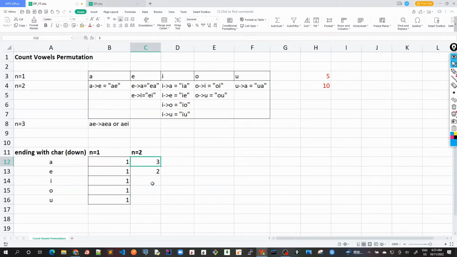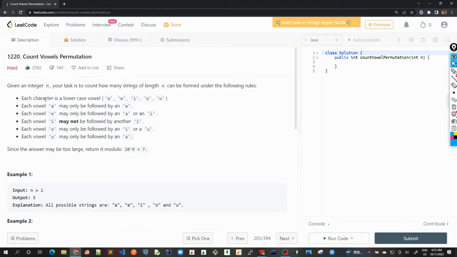We found how many strings are ending with A, right? But let's revise the rules again: which rules say that a particular vowel can be followed by A? In this rule, each vowel E may only be followed by an A. So if the first character is E, it can only be followed by A. This is one rule where we end with A. The other rule is I: it cannot be followed by an I, it can be followed by an A.